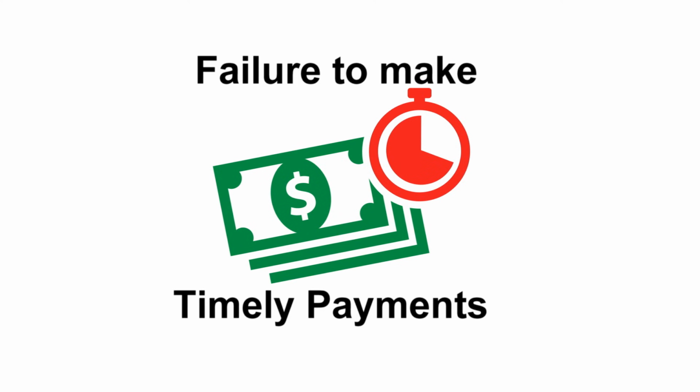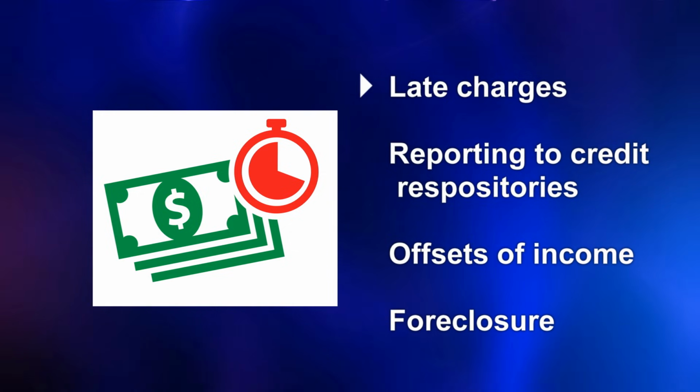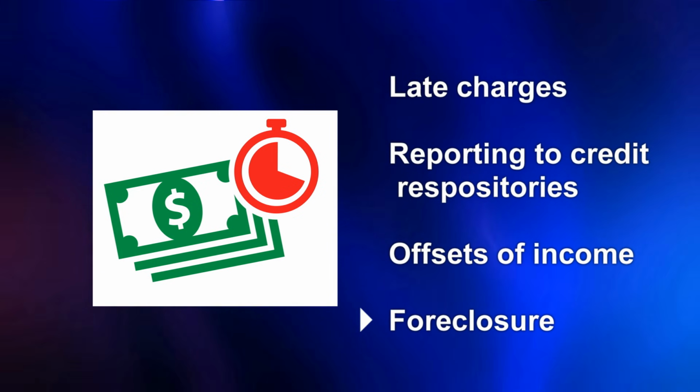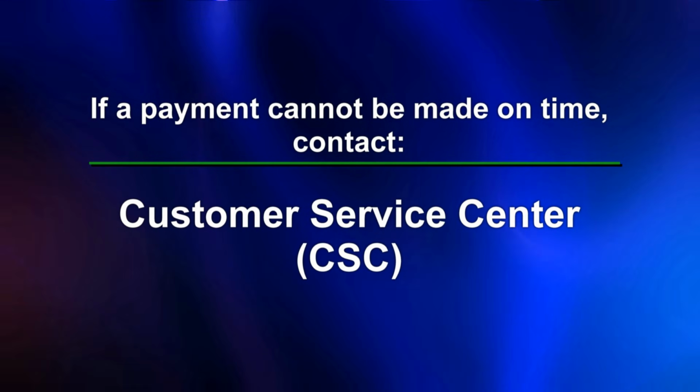Regular payments must be made on or before the due date and will not be applied until the full scheduled payment is made. Failure to make timely payments can result in late charges, reporting to credit repositories, offsets of income, and foreclosure. If for any reason a payment cannot be made on time, you should immediately contact the CSC. Notification will not, however, prevent the assessment of a late fee. This fee is typically 4% of your principal and interest payment or other amount authorized by state law.